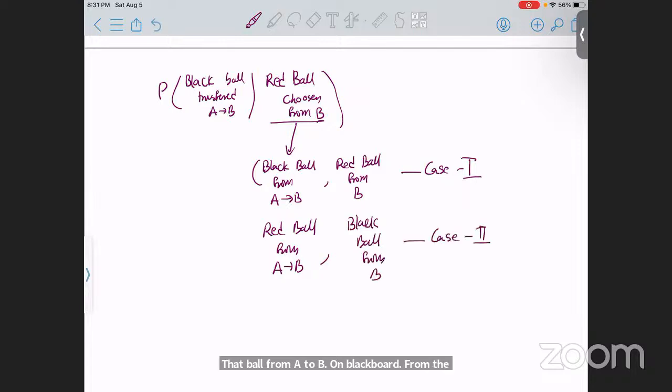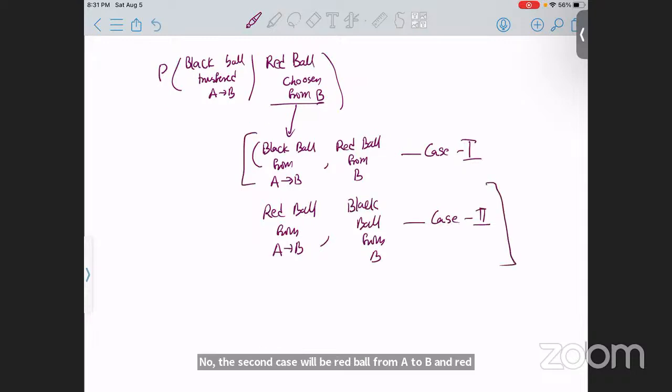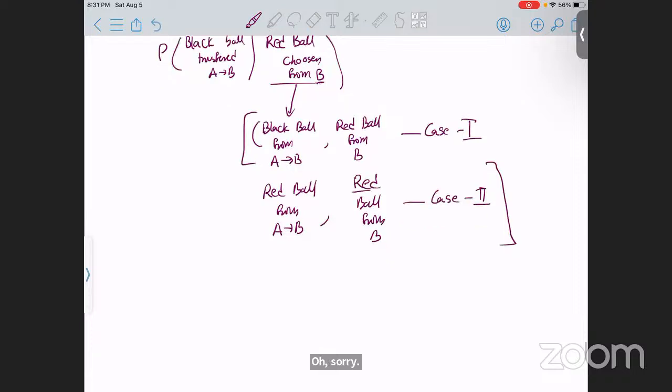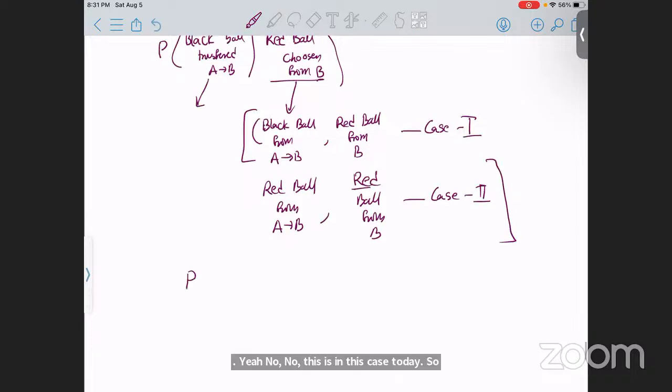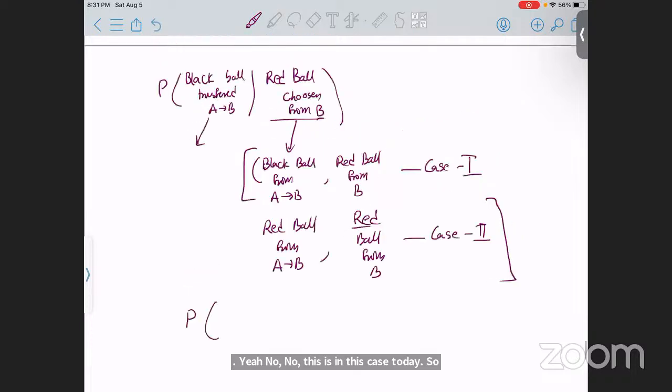Sir, the second case will be a red ball from A to B and a red ball from B, I guess. Oh, sorry, yeah, red ball from B. Yeah, important. Now, a black ball is transferred from A to B. We are checking the case for a red ball chosen from B.